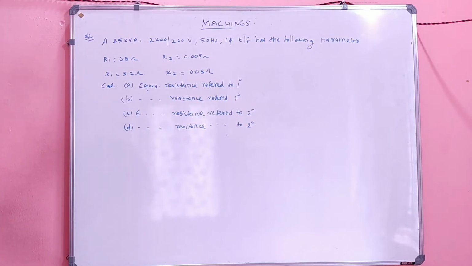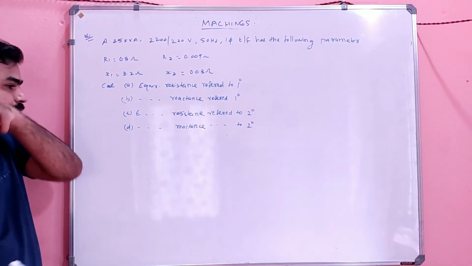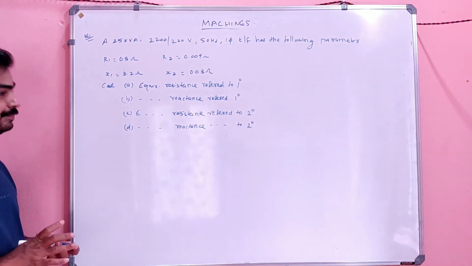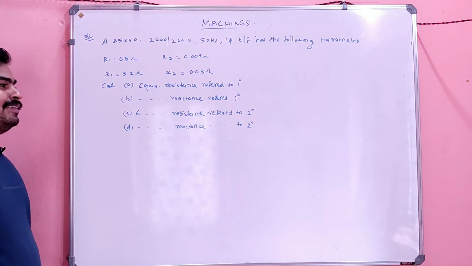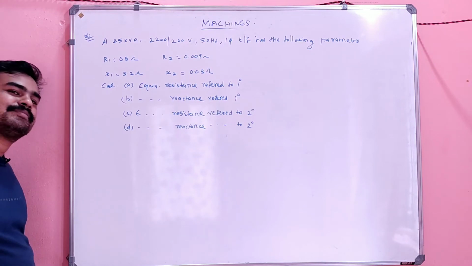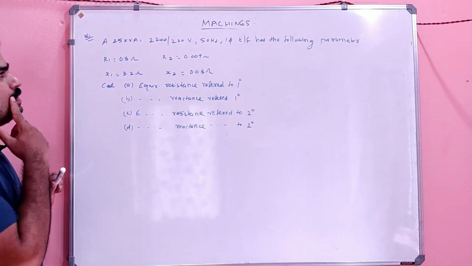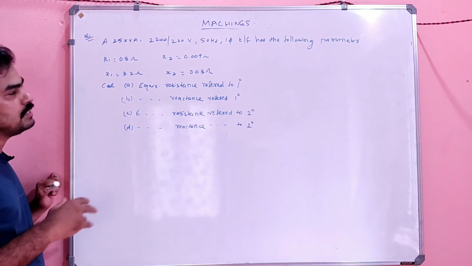That's our question. How can we do this? You have all the parameters, right? A 25 kVA, 25 kVA means it's the volt-ampere rating, right?